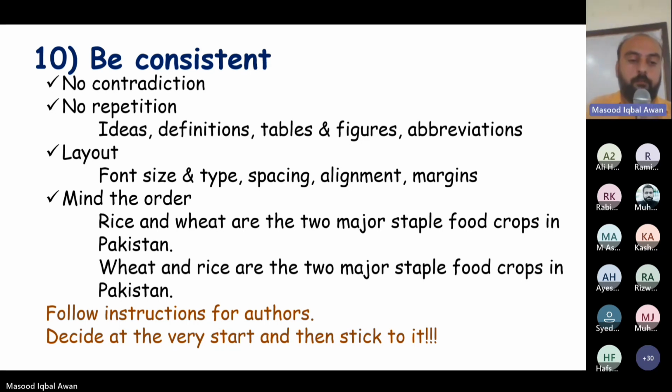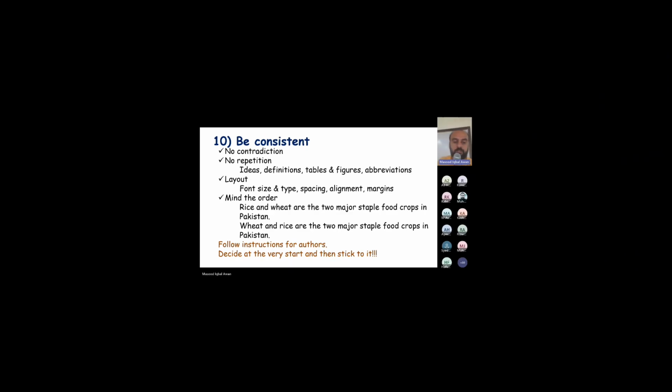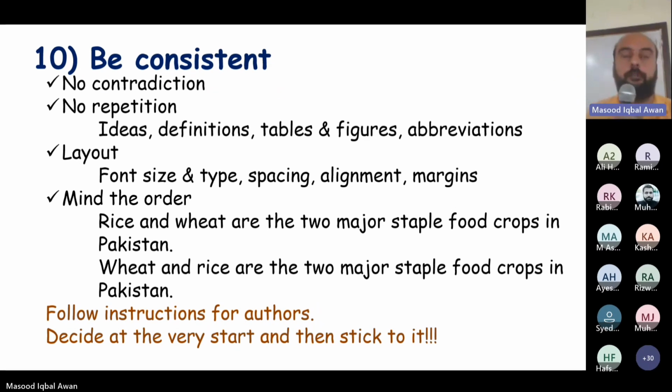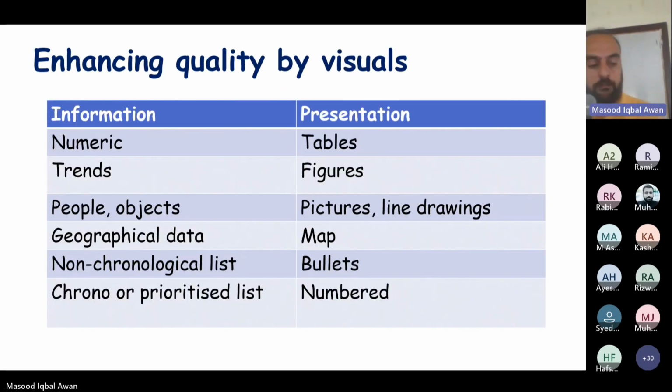So we should follow instructions for authors. For example, you should follow instructions from the university if you are writing a thesis, or follow instructions of a particular journal where you are submitting your article. And these things should be decided at the very start, and then we should stick to it. So far I have described how to write text.